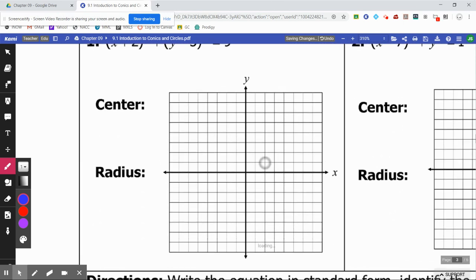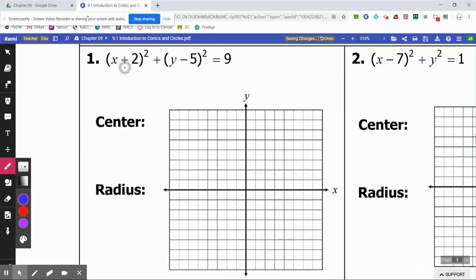So let's zoom in so we can see it better. Our first one got moved left 2 and up 5. So left 2, up 5. The center would be at (−2, 5). So 1, 2, 1, 2, 3, 4, 5 would be right here. Our radius is right here. This would be r squared. So to actually find the radius, we're going to take the square root of that, which would be 3.